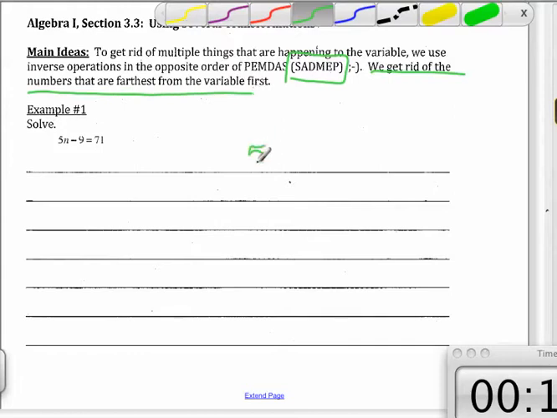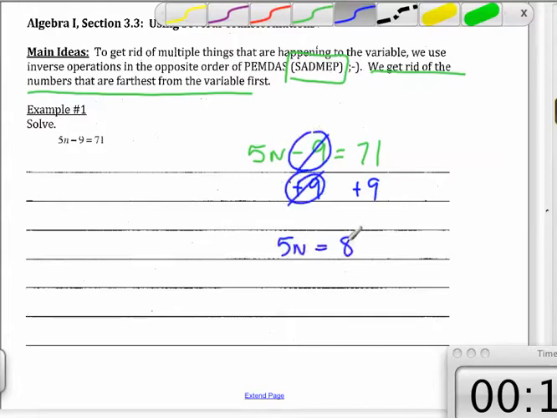Alright, so first I've got 5n minus 9 is equal to 71. Alexander, what's the first thing I want to do? I want to add 9 to both sides. That's the farthest thing from the n. Okay, the 5's right next to it. So these two things are just going to cancel out, and I'm left with 5n is equal to 80.